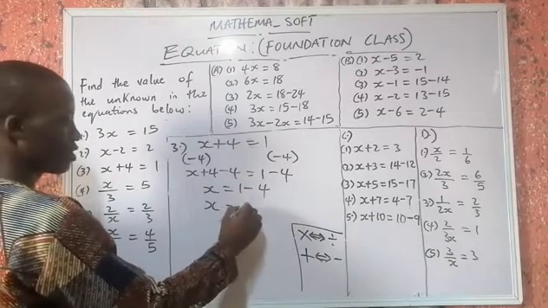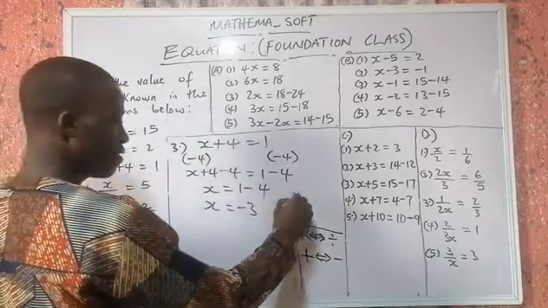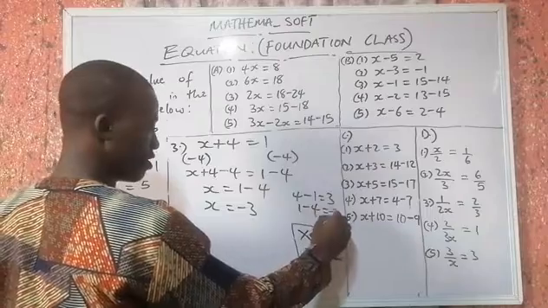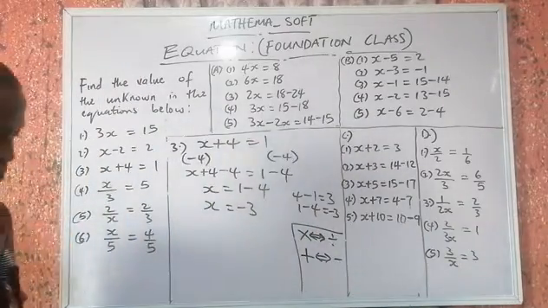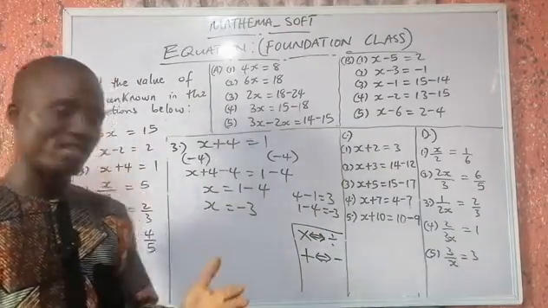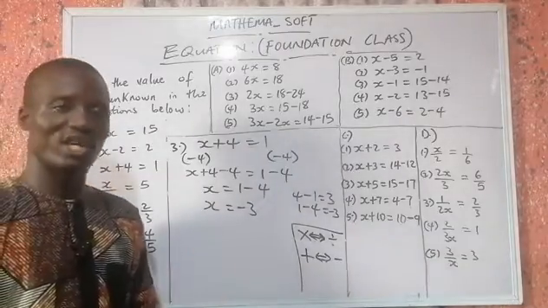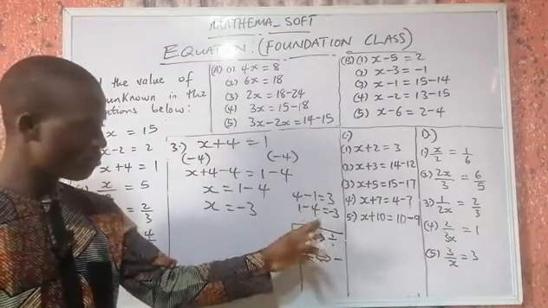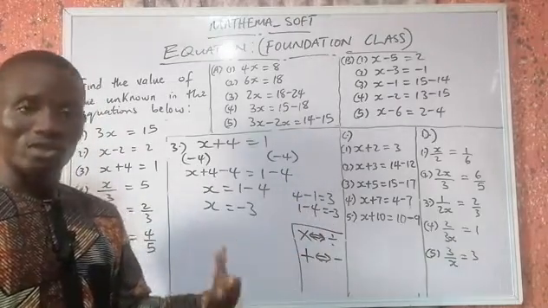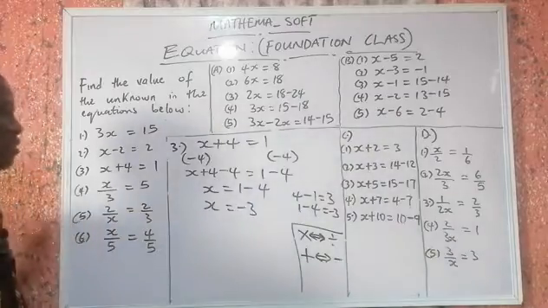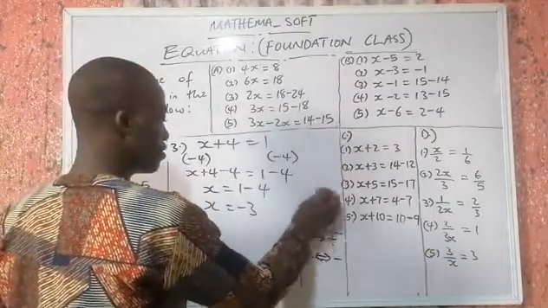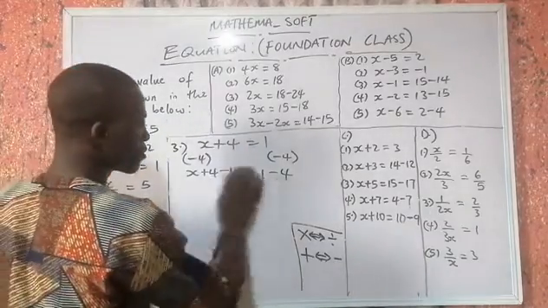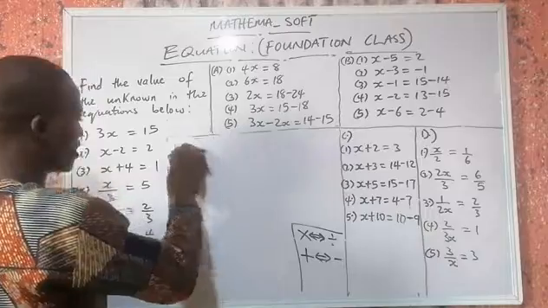And x equals to what? Minus 3. Don't forget, 4 minus 1 will give you 3, but 1 minus 4 will give you minus 3. I've already explained this in the previous foundation classes that I have uploaded on this channel. So try to see those videos so that you can always learn this kind of subtraction if you haven't mastered it. So this is what we are going to have. We are going to have x equals minus 3. So that's the solution to number 3.